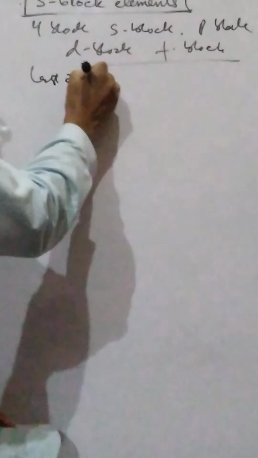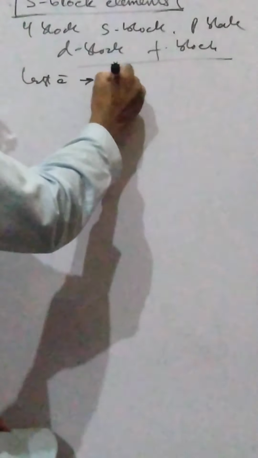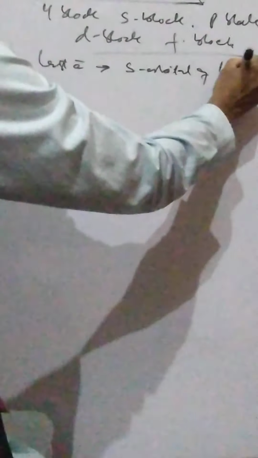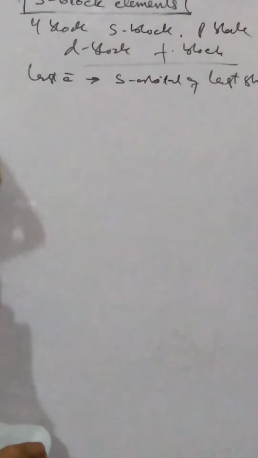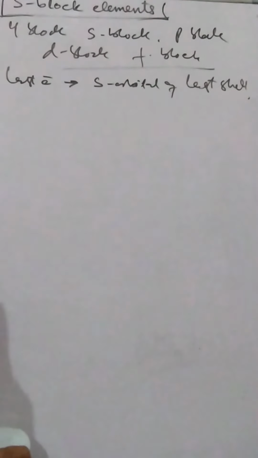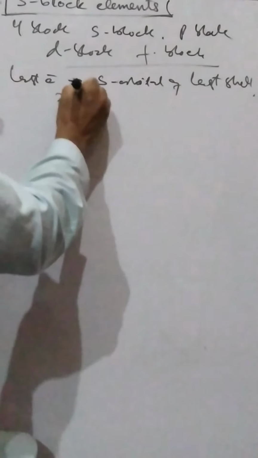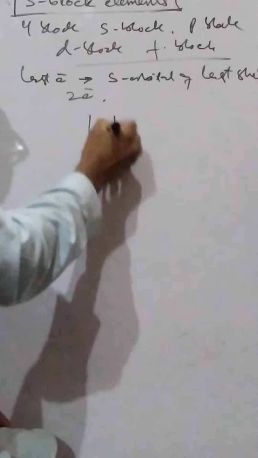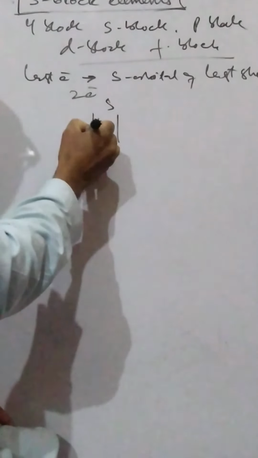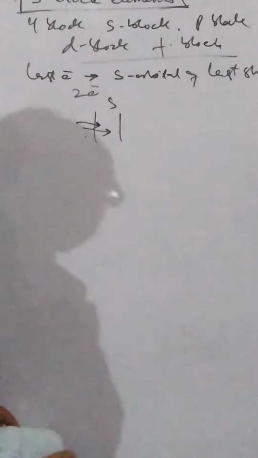In S block, the last electron goes to the S orbital of the last shell. Since the S subshell contains only one orbital, that is the S orbital, and each orbital can accommodate only 2 electrons, one electron goes to it, then the next goes to it. It can accommodate only 2 electrons.